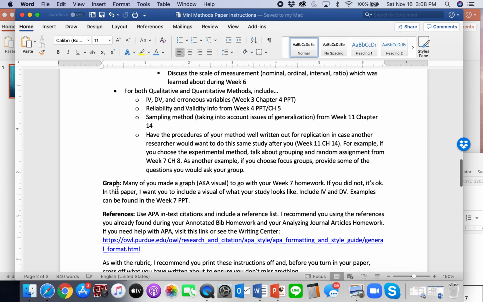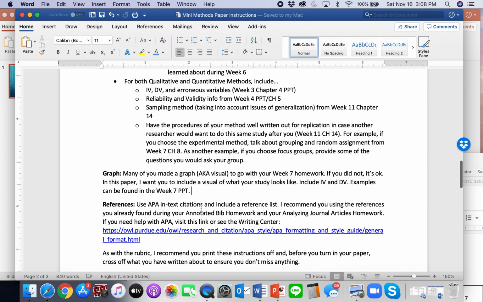The next section is a graph. So many of you made a graph to go with your week 7 homework. If you did not, it's okay. But in this paper, I do want you to include a visual of what your study looks like and include IV and DV with labels. So examples can be found in the week 7 PowerPoint.